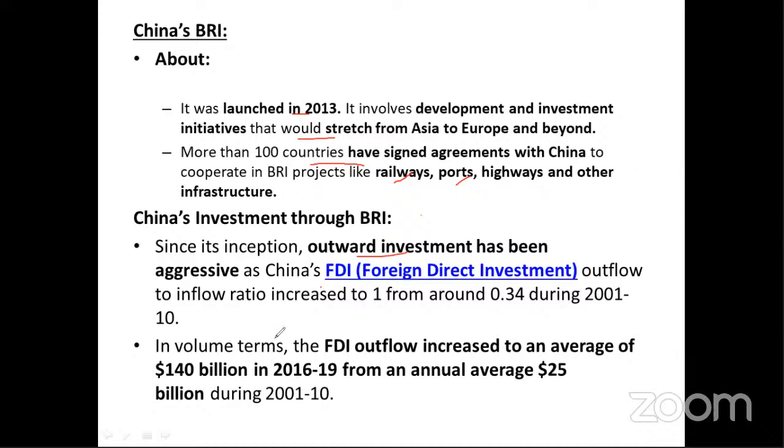The outflow to inflow ratio increased from 0.34 during 2001 to 2. In volume terms, the FDI outflow increased to an average of $140 billion in 2016-19 from an annual average of 25 billion during 2001. Now, see how fast China is investing in these countries to set up more industries.